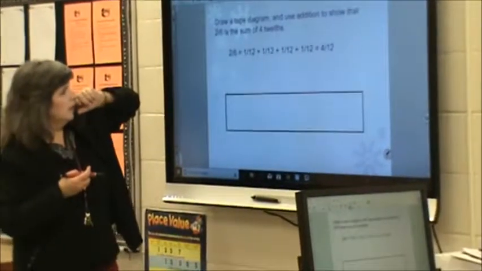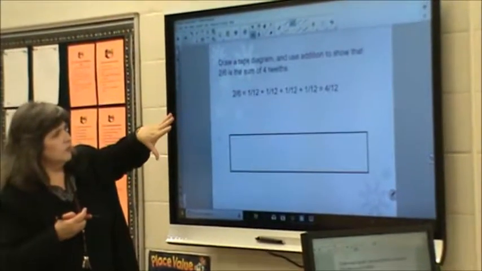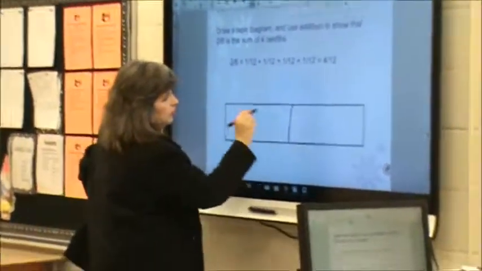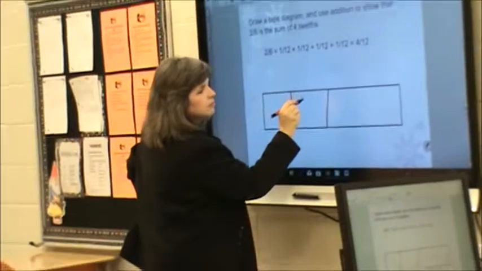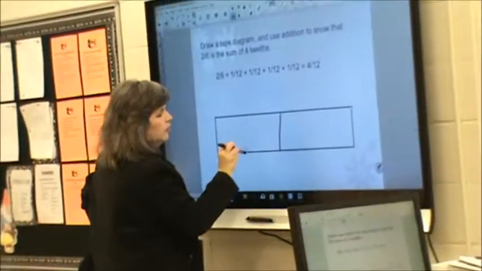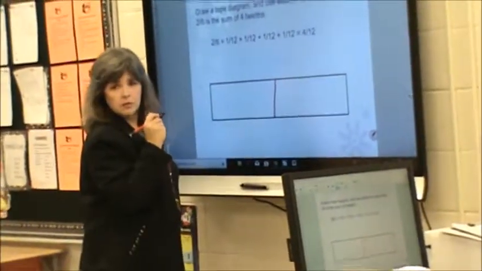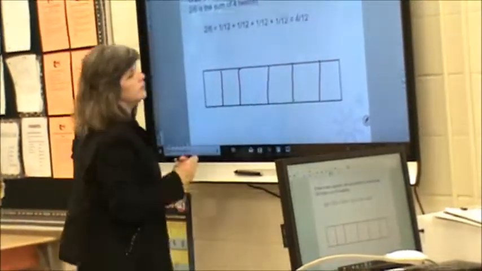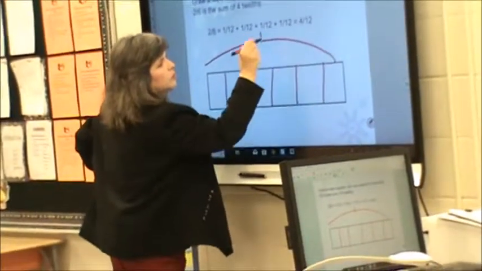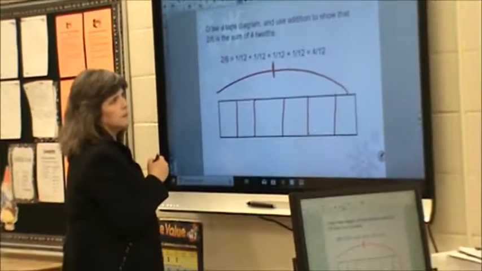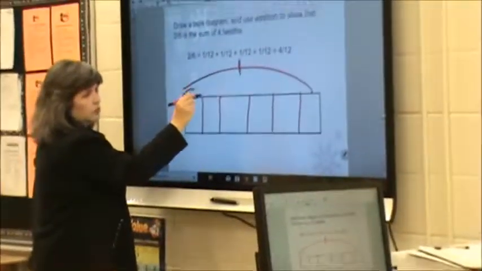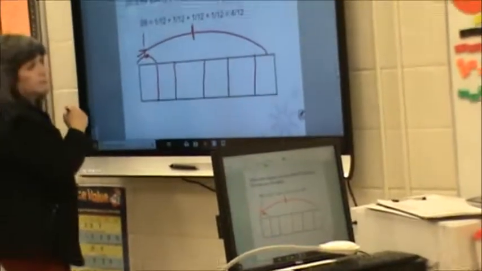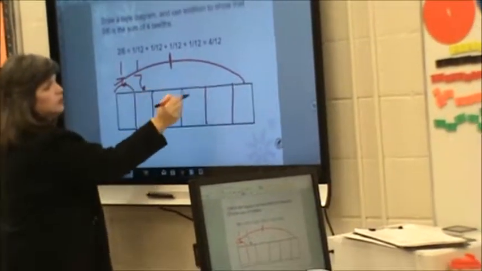Let's try this one, 2/6. Into how many pieces? 6. Okay. Same thing we just did. So this whole equals 1. So this is how much right here? 1/6. This is 1/6. This is 1/6.